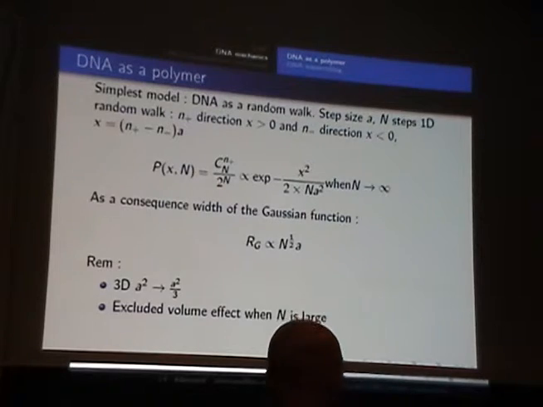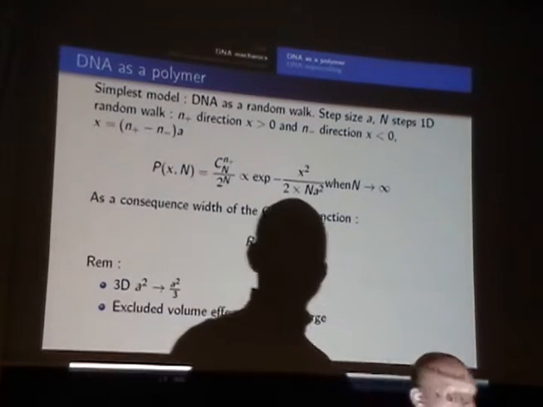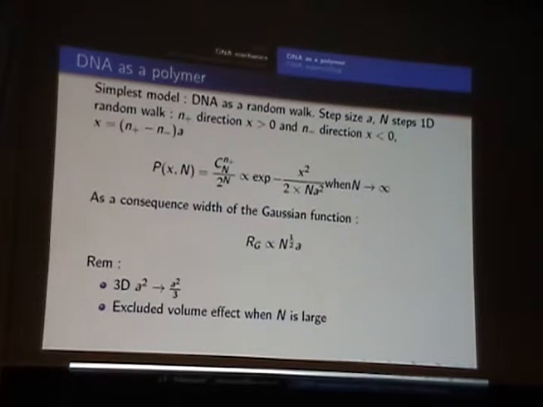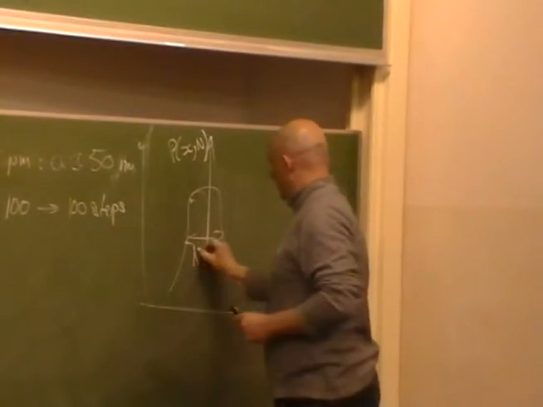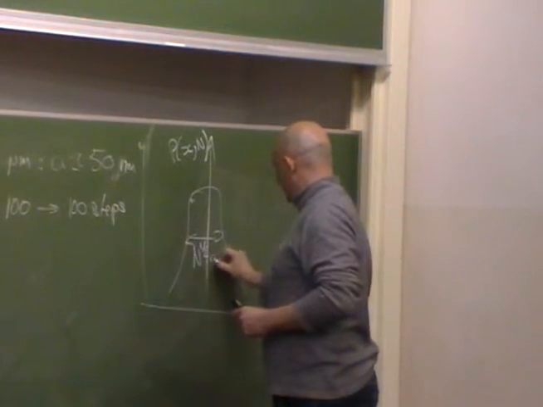Okay, 1D. And Rg is for radius of gyration. Yeah, it's the radius of gyration. This is the square root of the mean square displacement. Mean square displacement is linear in n. This number is exactly the width of the distribution here. So if you look at the probability, it's centered at 0. This is x, and this is the probability to be at position x after n steps. It's a Gaussian, and the width of the distribution goes like n to the power 1/2 times a.